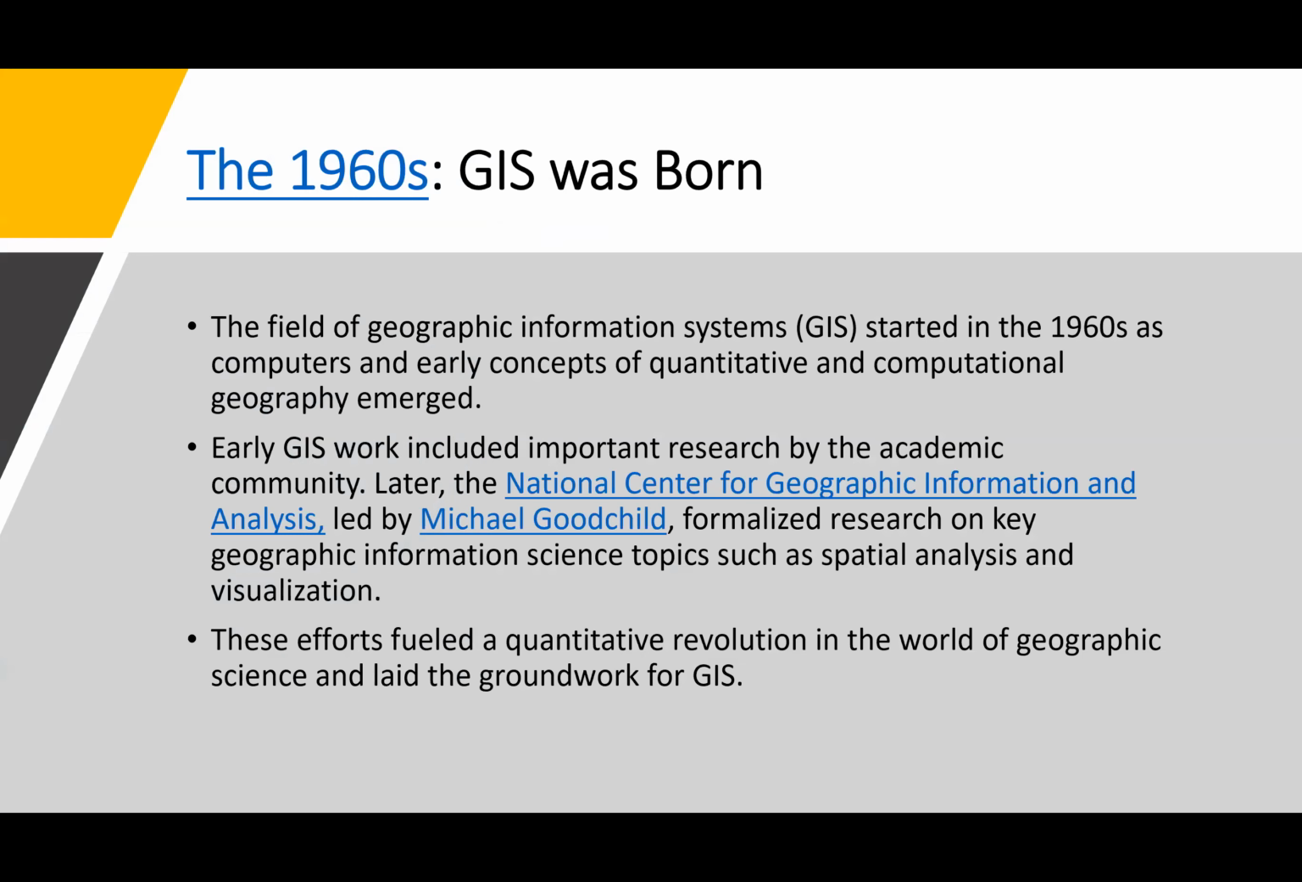And so we moved to the 60s. GIS was born. It started in the 60s as computers and early concepts of quantitative and computational geography emerged. Computational geography, again, is related to the mathematical computations of phenomena. You can also throw projections in there as well. Those are algorithms, and oftentimes they're tested through computational methods using information systems.